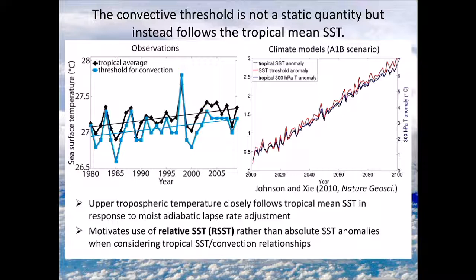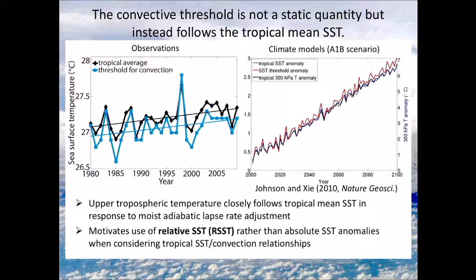And the reason for that is because as the tropical mean SST increases, the upper tropospheric temperature also increases. That means theta ES is increasing. And so that barrier for deep convection is going to increase. And in the deep tropics, the upper tropospheric temperature changes in a very predictable way following moist adiabatic lapse rate adjustment. And as I showed in the previous slide, there's very little variation in free tropospheric temperature in the deep tropics. So there's a very small number of degrees of freedom.